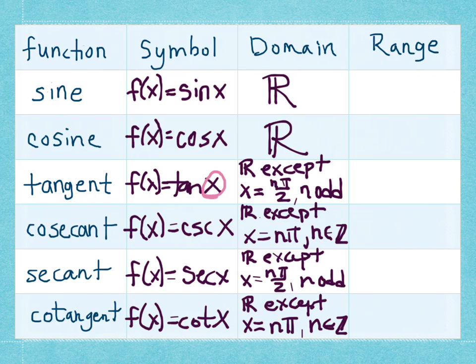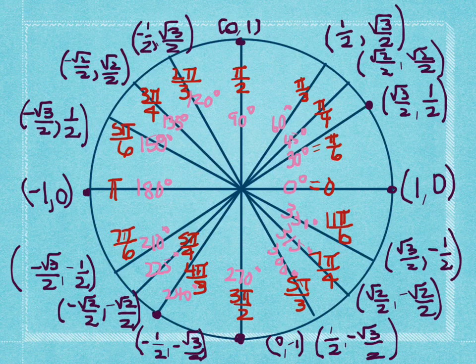All right, let's talk about the range of these things. So we're going to go back over here and think about my unit circle again. For sine, sine is which value? The y value. Sine is the y value. So if you look all the way around this circle, I want you to try and describe for me what kind of y values you're seeing. What's the smallest y value you see anywhere?